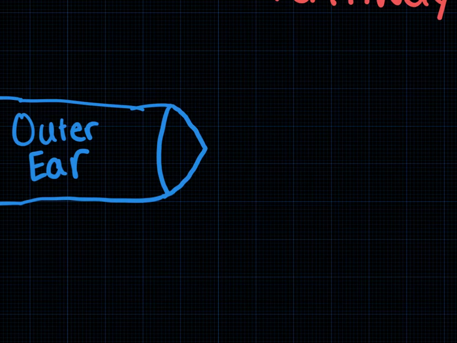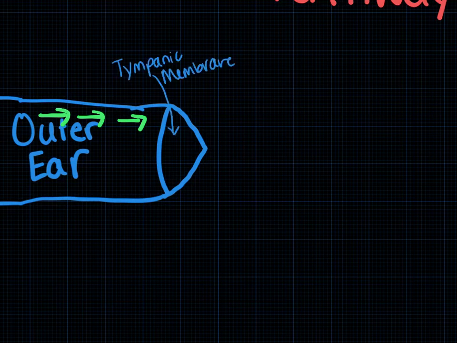Okay, so when you hear something, sound waves are going to travel through your external auditory meatus into the tympanic membrane, or what you would know as your eardrum. So your eardrum is going to vibrate, and then it's going to transfer that mechanical energy to an ossicle, or a tiny little bone in the middle ear cavity.